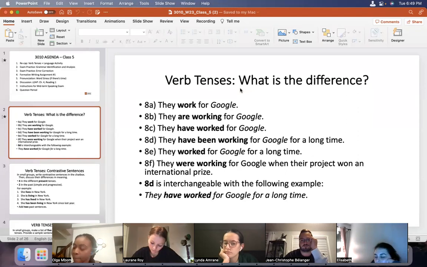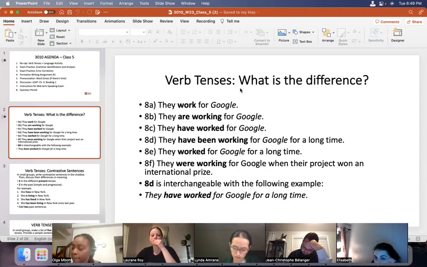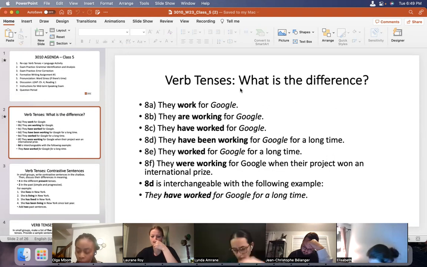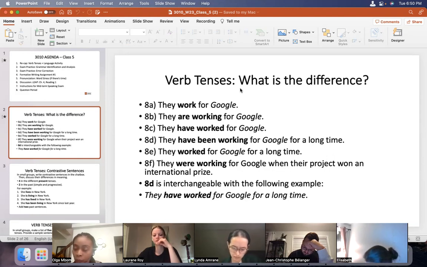Okay. So for F, they were working for Google when their project won an international prize. It's a past progressive, like Frederick had said. And the context is, it's a story that happened in the past where an action was in progress and another interrupted and was in the simple past. Okay. Now look at 8D. It said 8D is interchangeable with the following example. They have worked for Google for a long time. And 8D, they have been working.